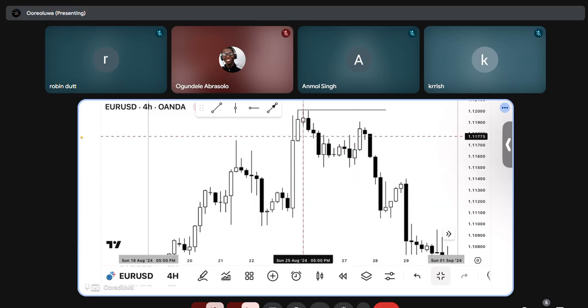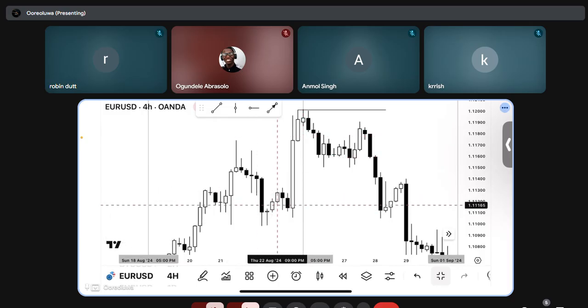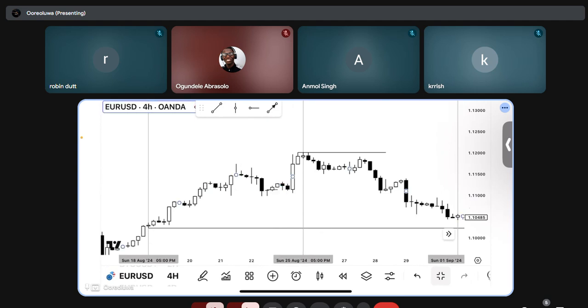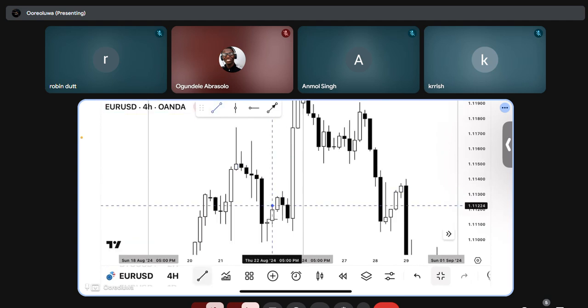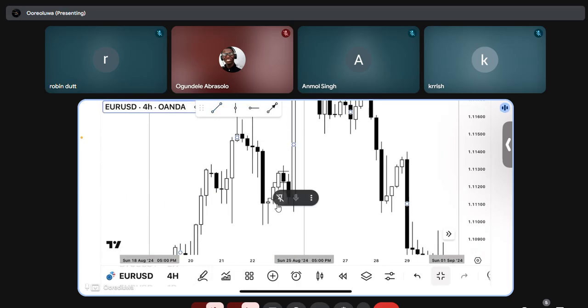So from this point, let me see from this point. Okay, closing above, right? Wick above, which means lower prices. So if you wick above and close below, you look for lower sells, lower entries.